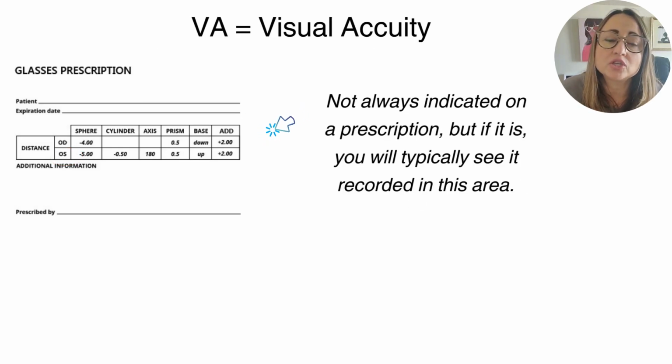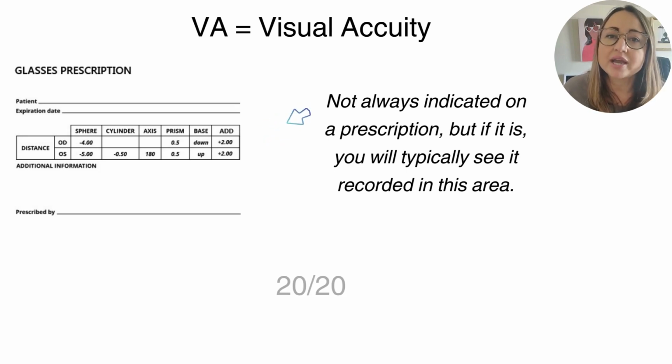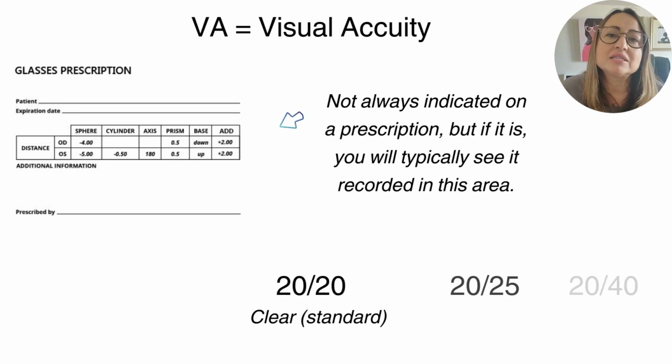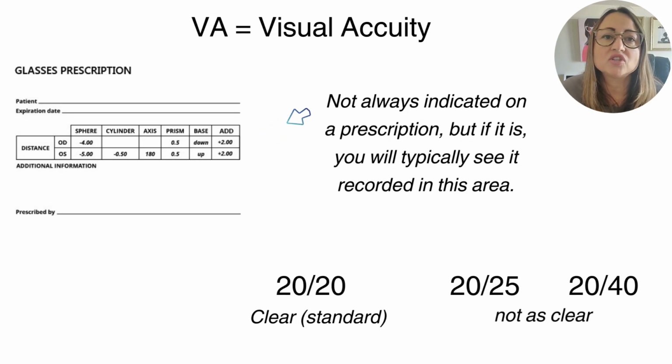Next, you might notice VA. VA stands for visual acuity and indicates the sharpness and clarity of your vision. This is based on the eye chart where the standard is 20/20. So if you see numbers such as 20/25 or 20/40, what it means is that even with correction, your vision will not be as clear or sharp as possible.